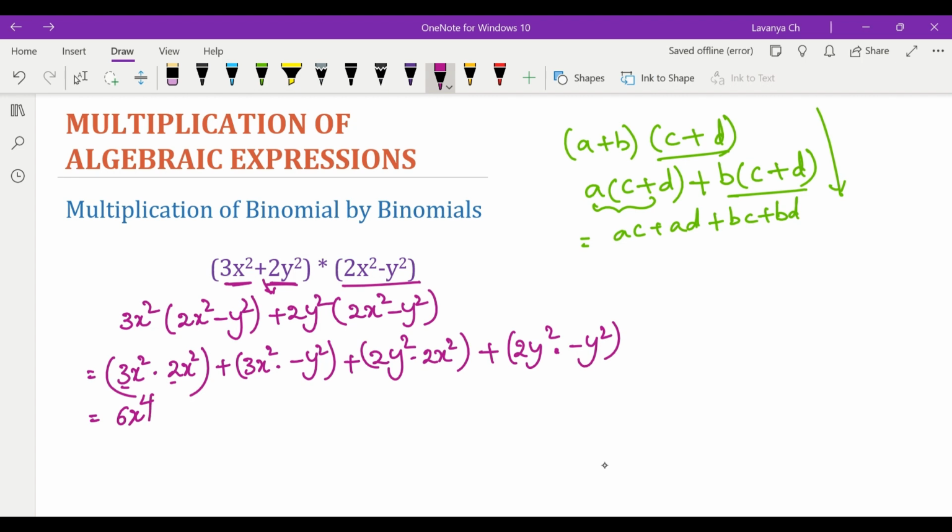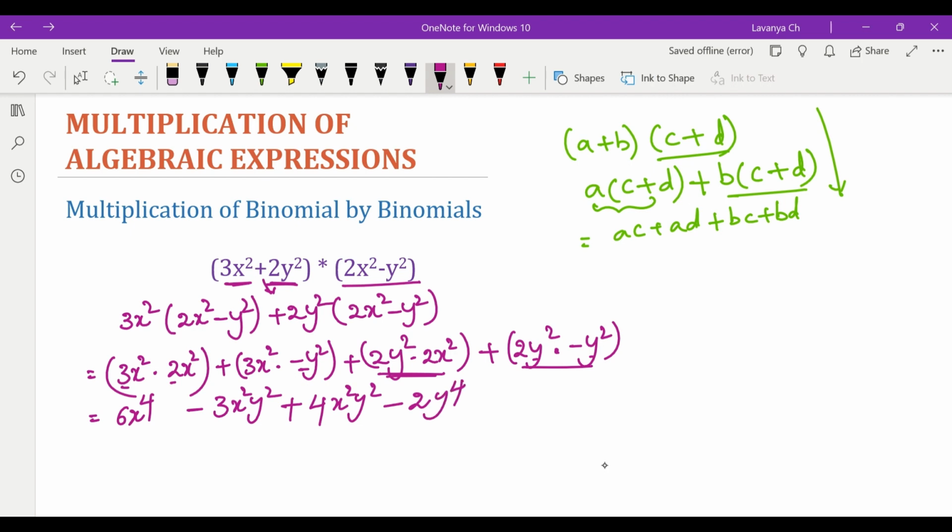Here plus into minus. When we multiply two opposite signs, we have to keep minus. So minus 3, and for this minus y square, it means it has 1 as the numerical coefficient. So 3 into 1 is again 3 x square y square. And in this, plus 2 into 2 is 4 x square y square. From the last term, again here it is plus into minus, two opposite signs, so minus 2, same base y and y, so adding the powers, y power 4.